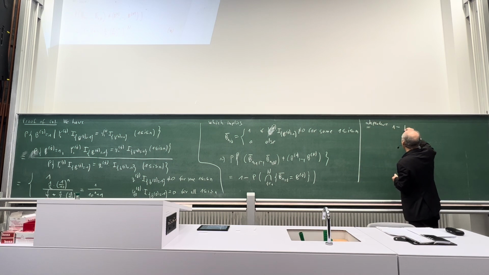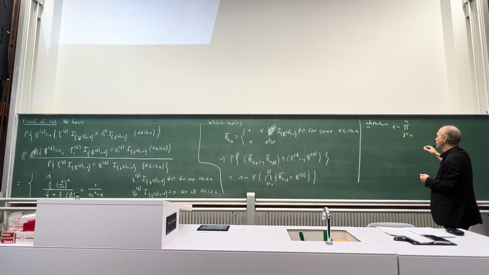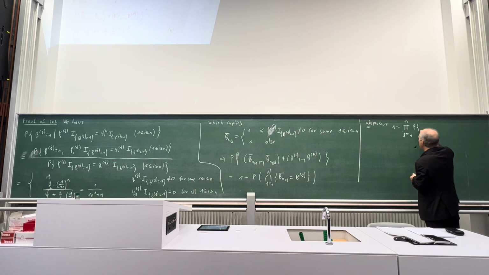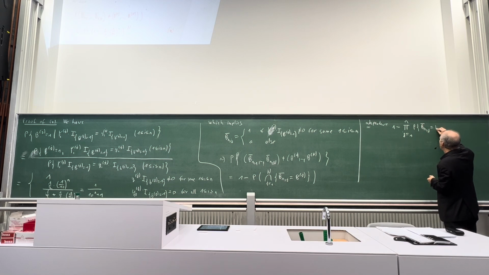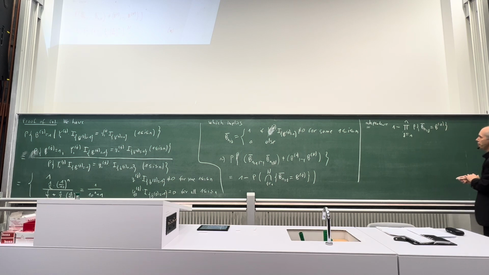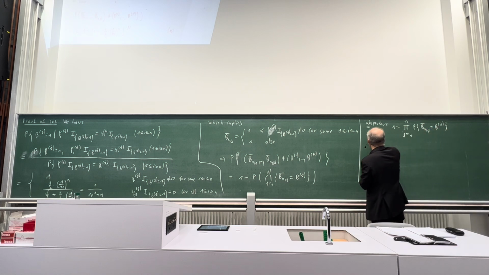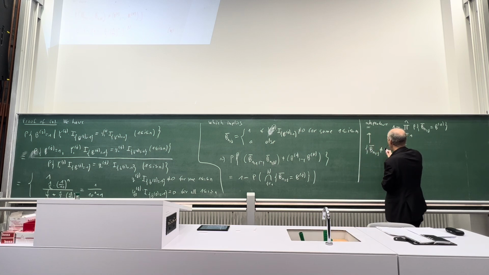it's 1 minus the product, j equal 1 to n, of the probability that Bn j bar is equal to bj. And I used here that this event, Bn j bar not equal to bj.